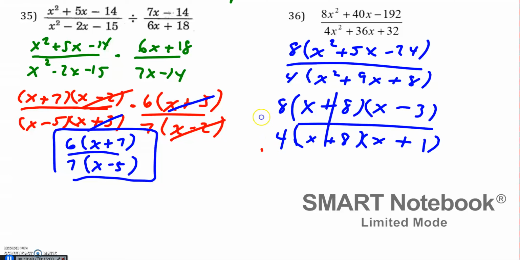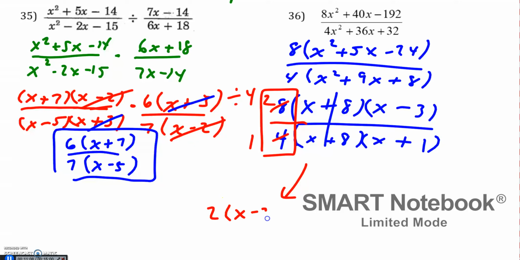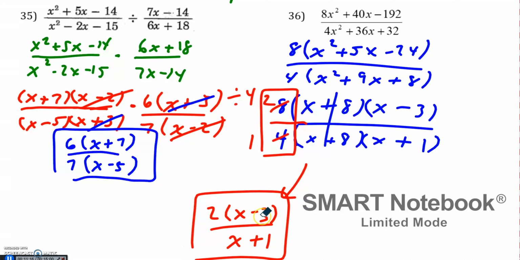And I also notice that if I look at this 8 and 4, I can take a greatest common factor, or divide both by 4. And if I do that, I am left with 8 divided by 4 or 2, 4 divided by 4 or 1. And so my final answer would look something like this. I have a 2 left on top, I have an x minus 3 left on top, and on the bottom I technically have a 1, but I really just have an x plus 1. I can't cancel these x's because they're attached as a binomial, so that would be my final answer.